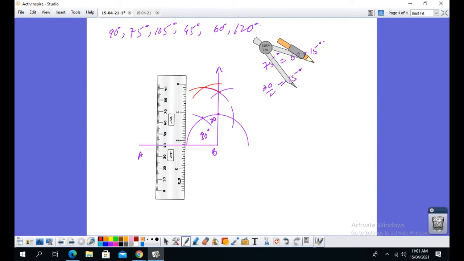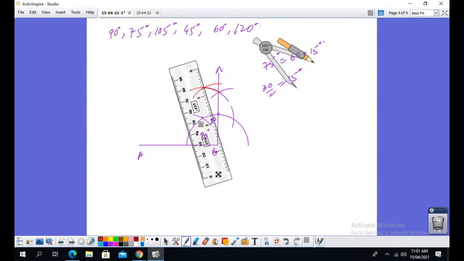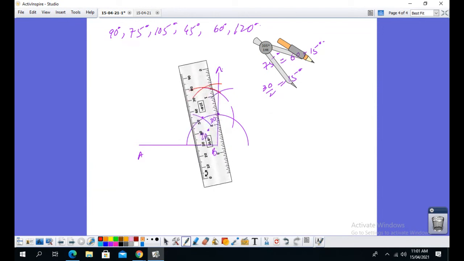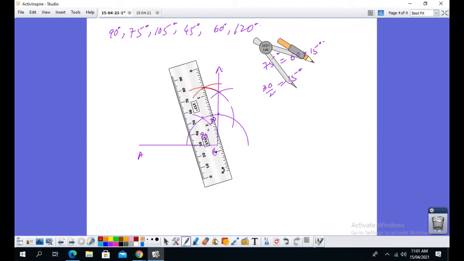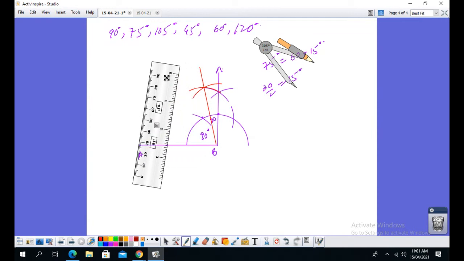Now with the help of scale we have to draw angle. With the help of compass and scale we have to draw, this is of 75 degree.